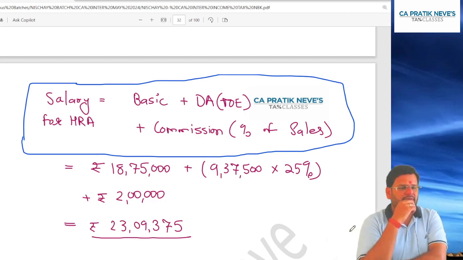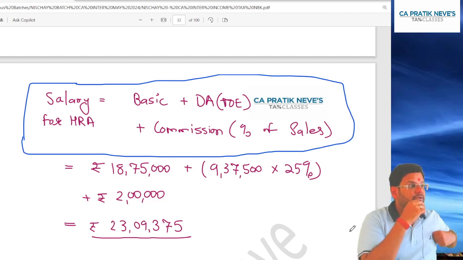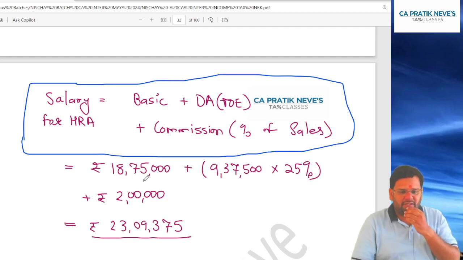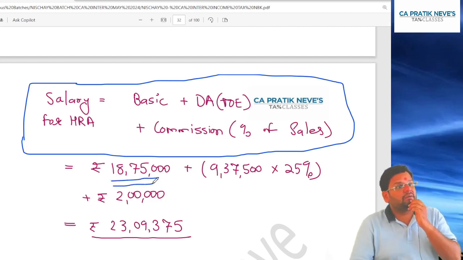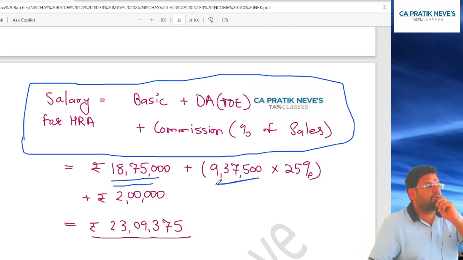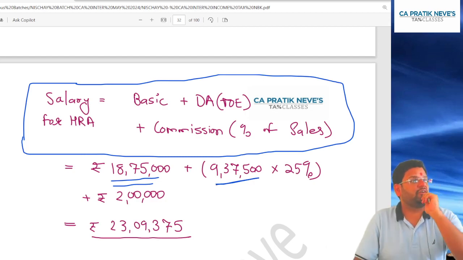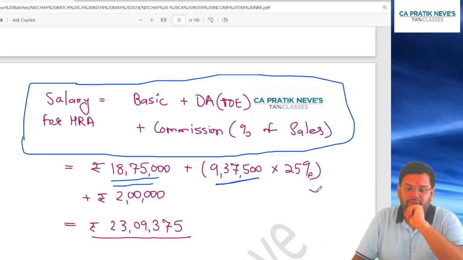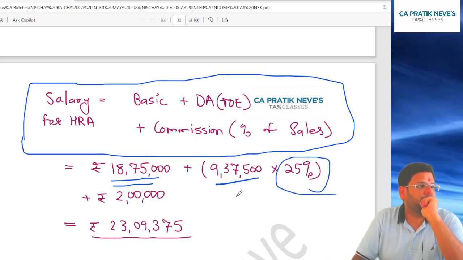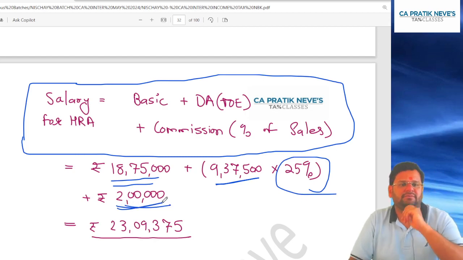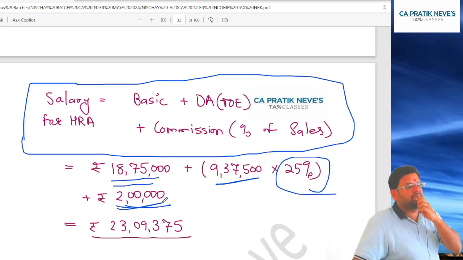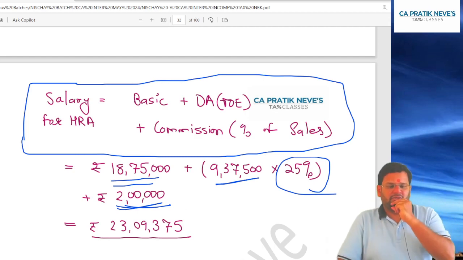Sure, all of you with me. Basic, next line equal to, copy your basic from your salary statement. Basic is 18,75,000. But DA, what was your DA? 937,500. But what is given in the question? 25% as per terms of employment. So into 25%, and plus only that commission which is percentage of sales. So don't take lump sum commission. Take only 0.1% of 20 crores.